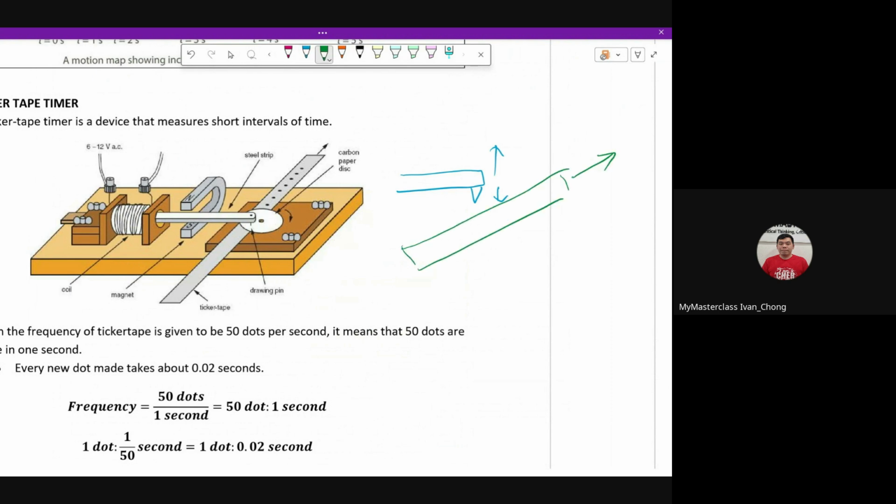I'll be pulling the tape, so every now and then you'll poke a hole. Then because I'm moving the tape, you'll poke the hole, poke the hole, poke the hole. It's actually moving in this direction. Okay, so basically this is how it works.